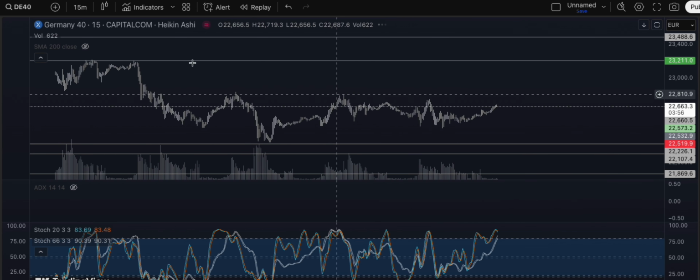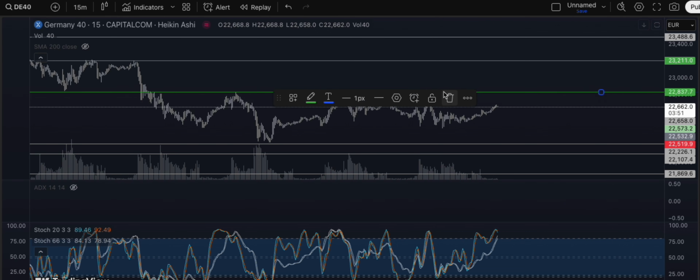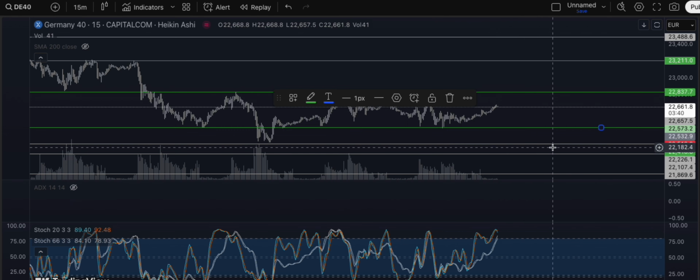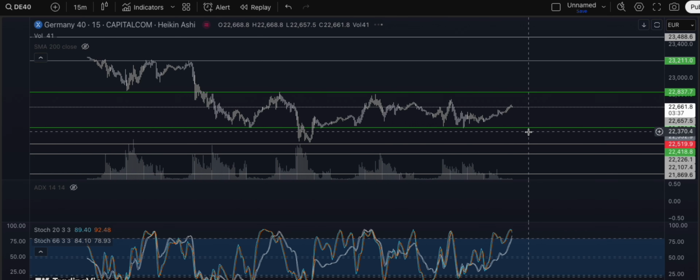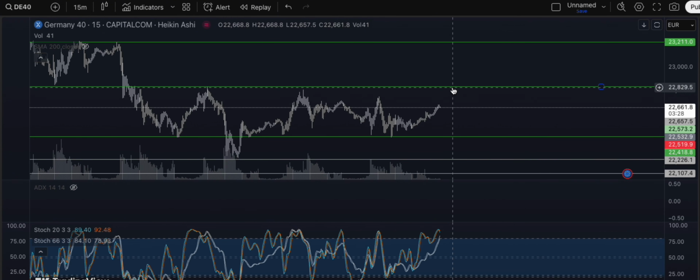The range, if we draw it here, would be this 22,837, and the bottom of the range, for your information, is 22,418. So this might be our macroeconomic levels for today. If it breaks above this 22,829, be on the lookout. The next resistance will be found at 23,207. So there's quite a bit of room for a move upwards if we break this resistance.